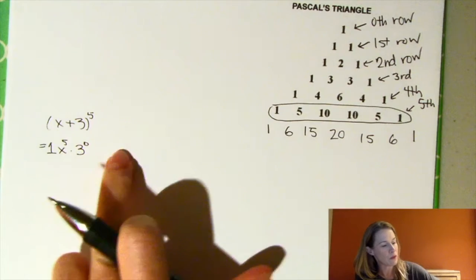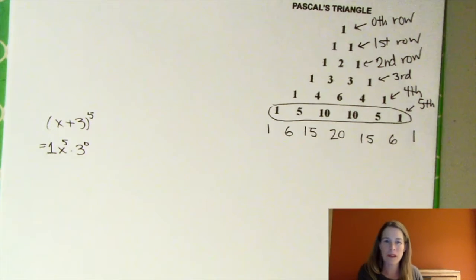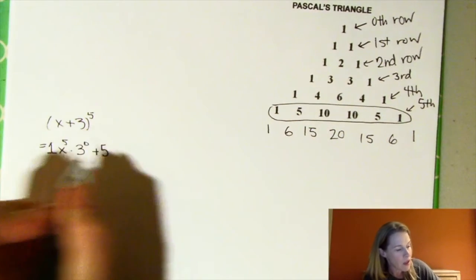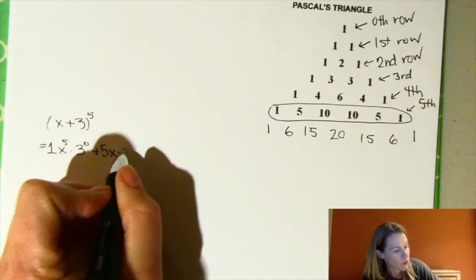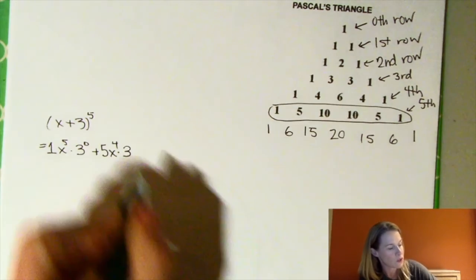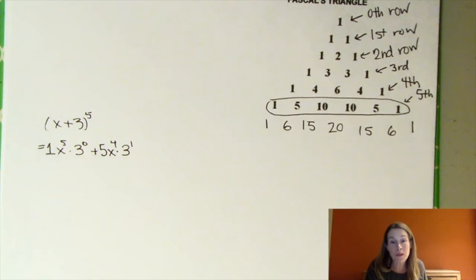And then as we build, those x powers are going to decrease while the powers on the 3 are going to increase. So our next term has a coefficient of 5, and we have an x and a 3. The x, of course, now is going to be to the 4th power, and the 3 is going to be to the 1st power. Okay. Maybe you see where this is going. You might want to pause and see if you can complete this on your own. Otherwise, I'll keep walking you through it.